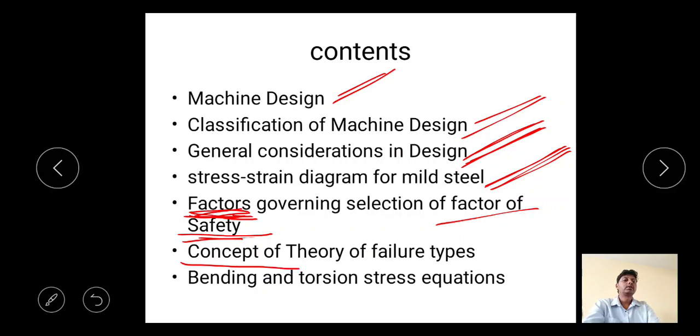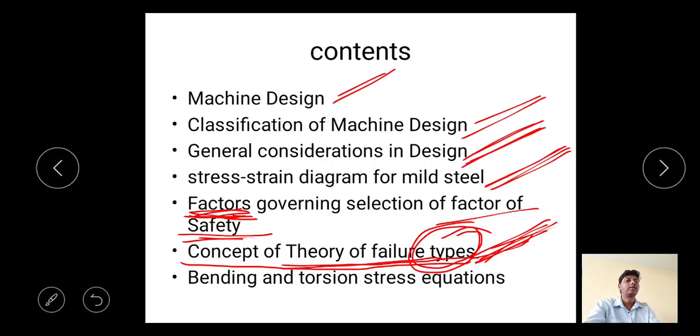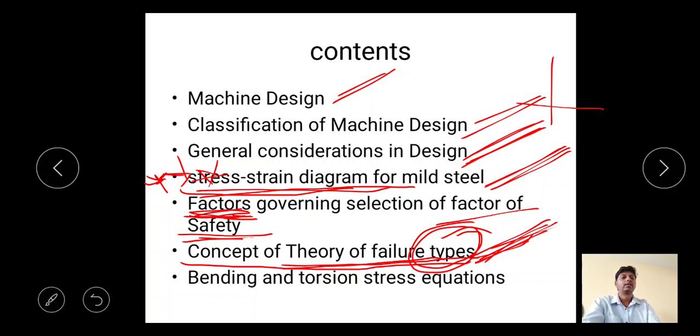Then we have discussed the different theories of failure, the four or five types. Just remember the names. They will not ask you to explain; they will ask for the different types of theory of failure if it is a 5 mark question. Very important here is the stress strain diagram. Take this as an assignment: draw the stress strain diagram and write the explanation part, because it will be asked in your exam.